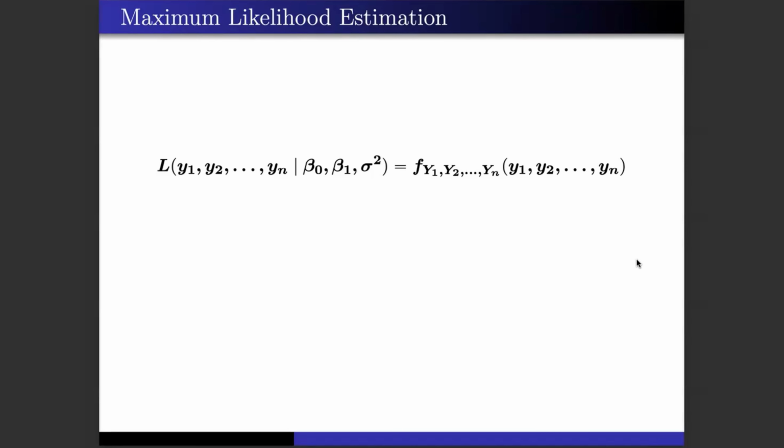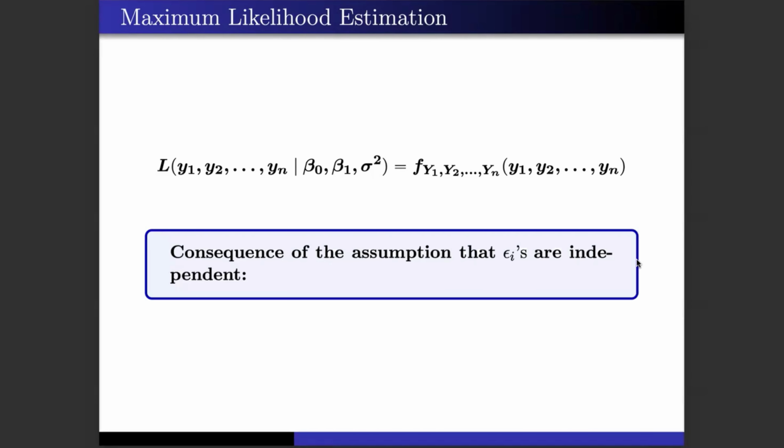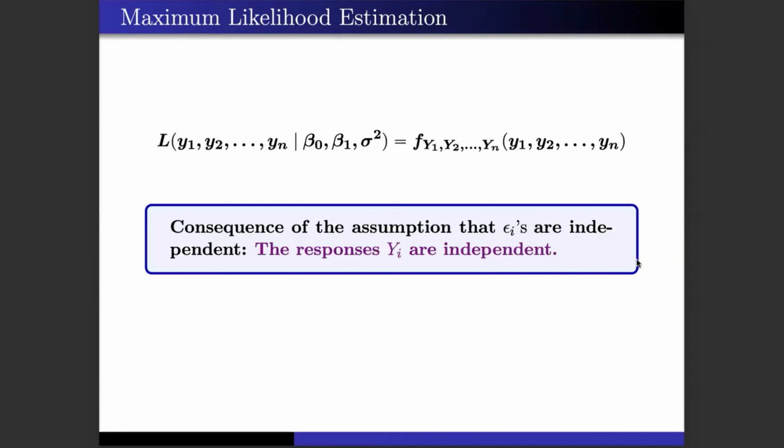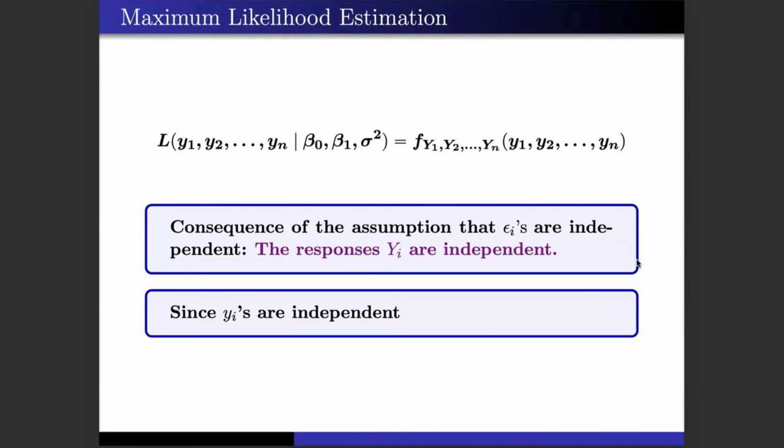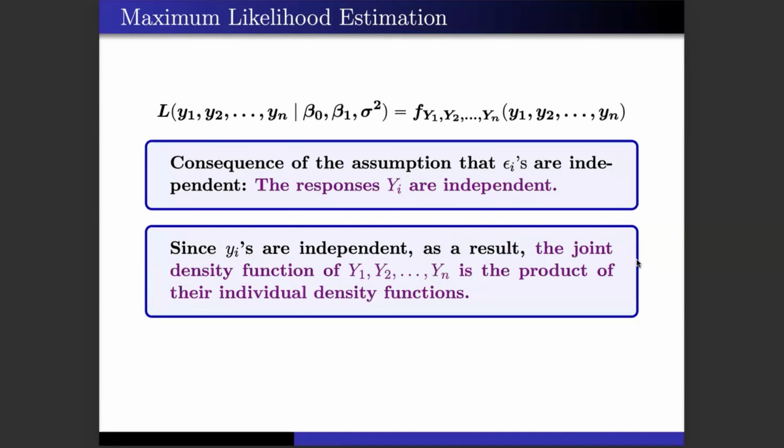So this is what we have using the definition of the likelihood function: given n continuous random variables, the likelihood function is equal to the joint density function. Now, one of the assumptions we have on the error term is that all ei's are independent. As a consequence of this assumption, all yi's are also independent. And if all yi's are independent, then we can write the joint density function as the product of their individual density functions.